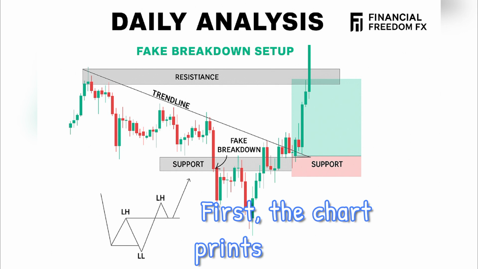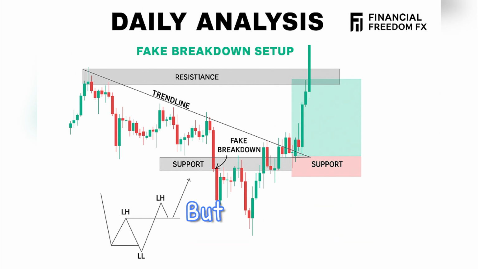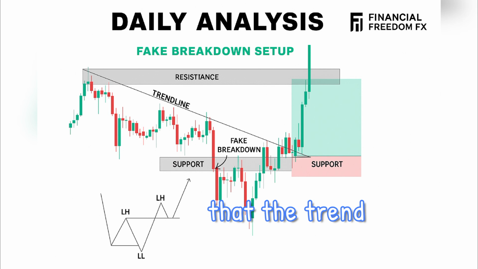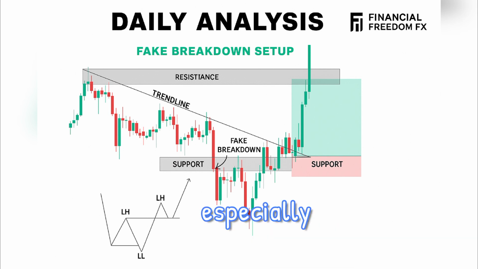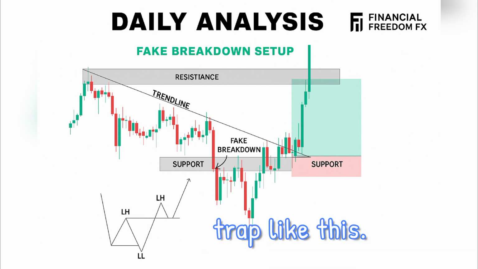First, the chart prints LL, lower lows, and LH, lower highs. But after the fake breakdown, the market breaks above the previous lower high, indicating a potential bullish market structure shift. This is often the earliest signal that the trend might be reversing, especially when combined with a trap like this.